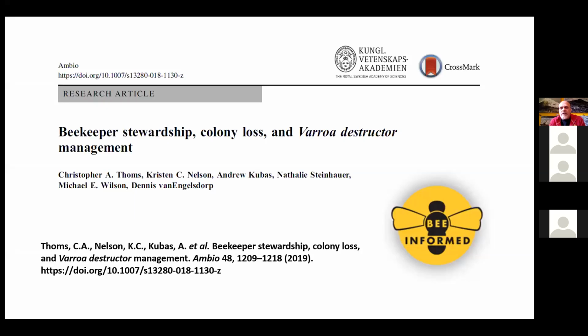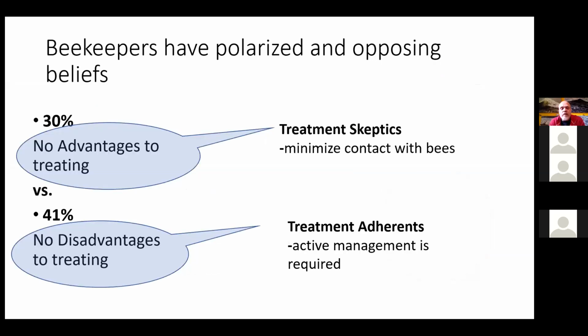And so we actually, with the Bee Informed Partnership and some of that work that Natalie helped lead in terms of doing surveys on beekeepers, we worked with some sociologists, and we actually codified or tried to describe the beekeeping community. And I bet it would come as no surprise to any of you to find out that there are 30% of beekeepers who believe there are no advantages to treating colonies for Varroa. We call these the treatment skeptics.